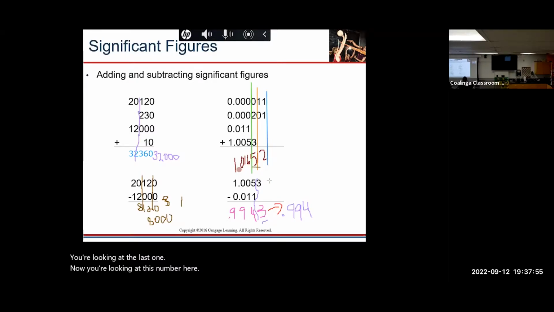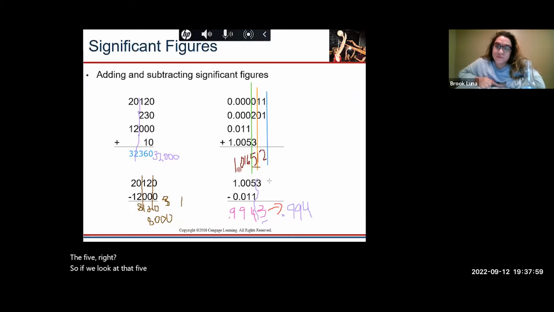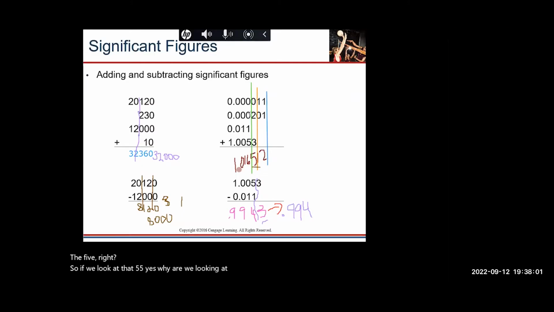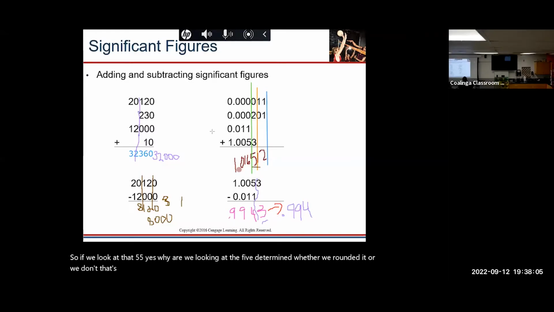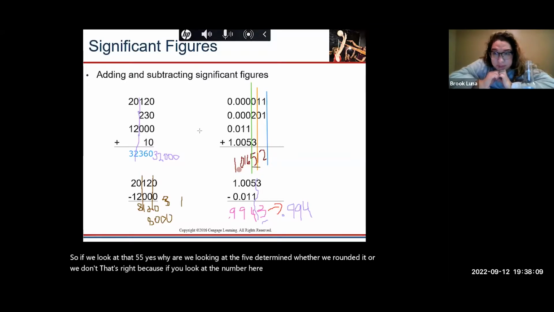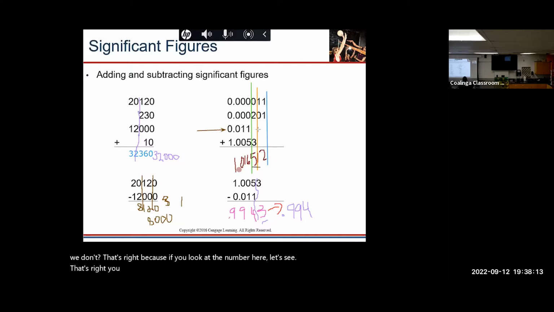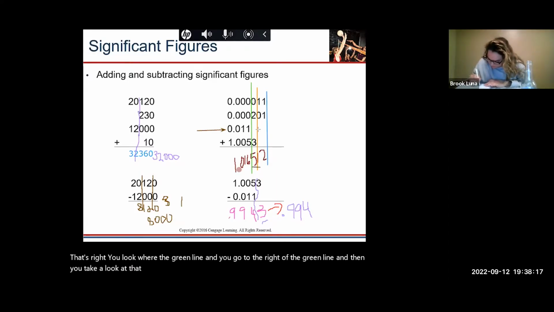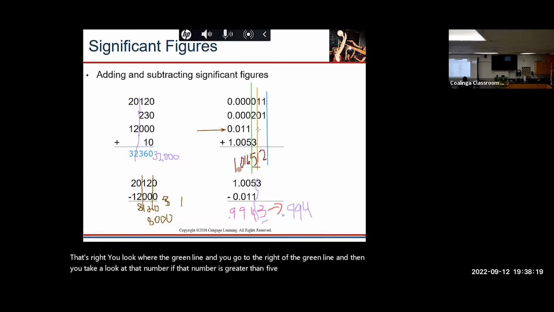The 5, right? Are you looking at the 5? Yes. Why are we looking at the 5? Because that determines whether we round it or we don't. That's right, because of the last green line, that's where you go to that number. You look where the green line is and you go to the right of the green line. And then you take a look at that number. If that number is greater than 5, we round up. If the number is less than 5, we leave it alone.